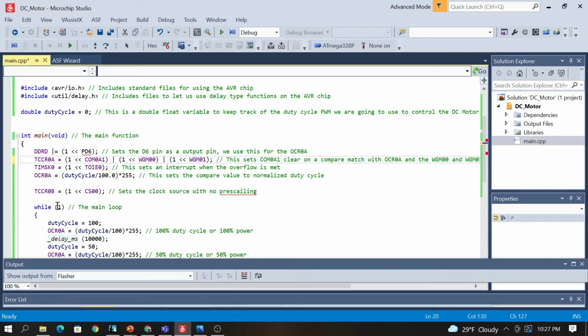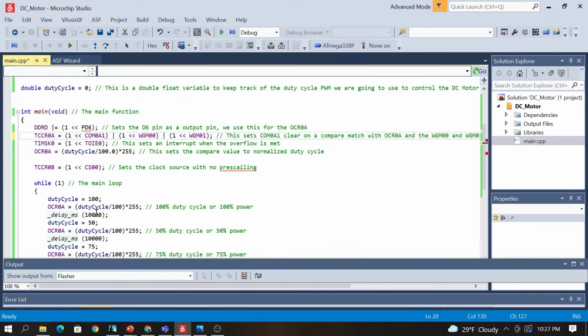Then we set the TCCR0B, CS00, to 1. Basically what this says is we're not going to use any pre-scaling. Pre-scaling is a number we use to divide into the clock so we can get more precise control over our clock speeds and fine-tune it. Because I'm using an 8-bit clock right now, to be honest, it's fine just going up to 255.